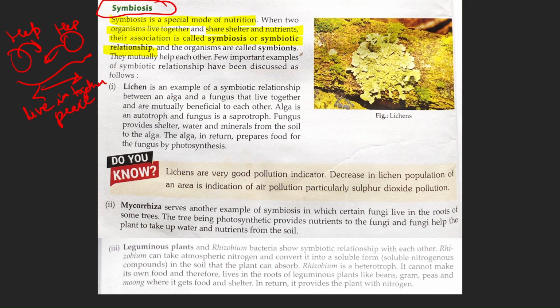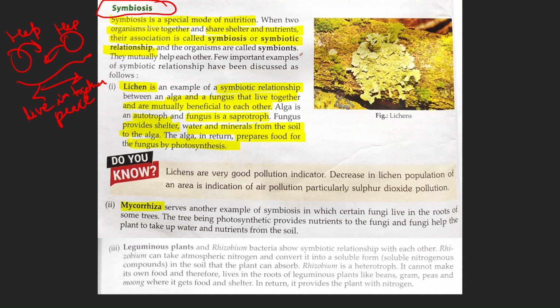So lichen is an example of symbiotic relationship between algae and a fungus that live together and are mutually beneficial to each other. Alga is an autotroph and fungus is a saprotroph. Fungus provides shelter, water and minerals from the soil to alga, and the alga in return prepares food for fungus by photosynthesis. Wow. So this is lichen. You help me, I will also help you. We will live together in peace, is called symbiosis.